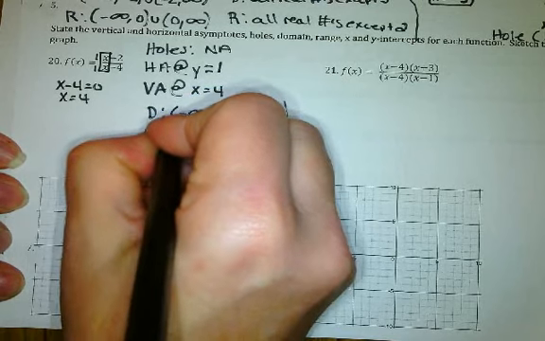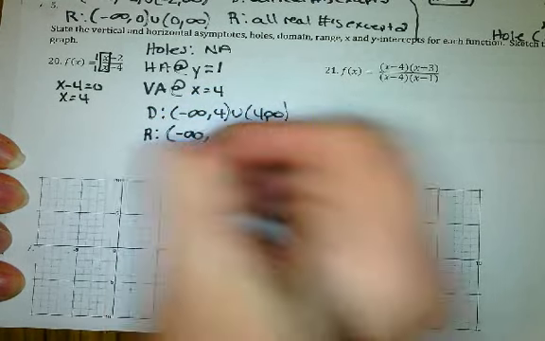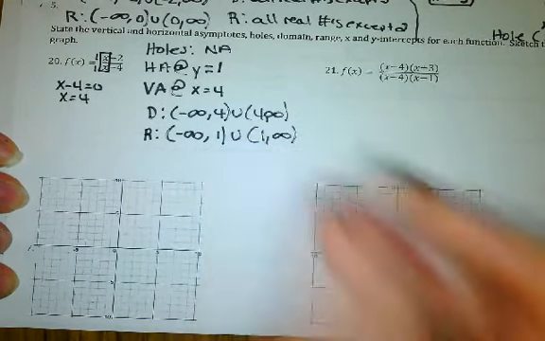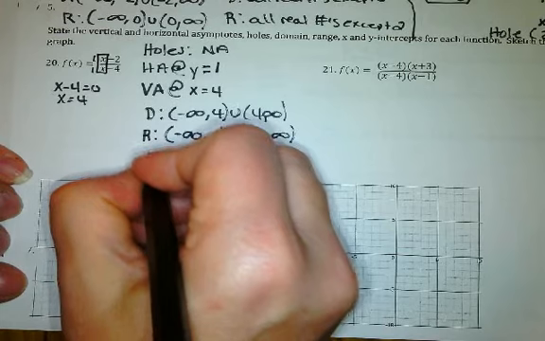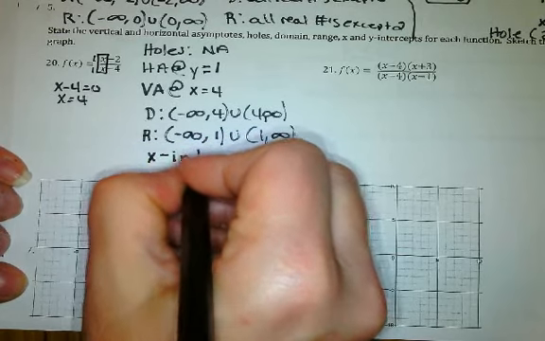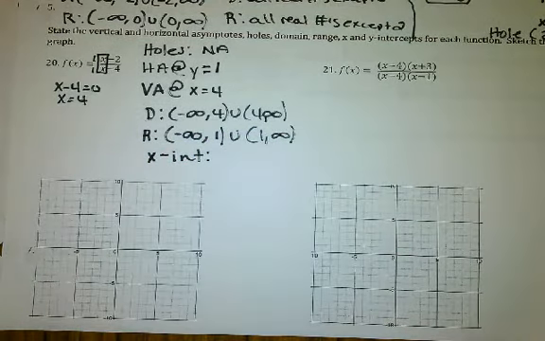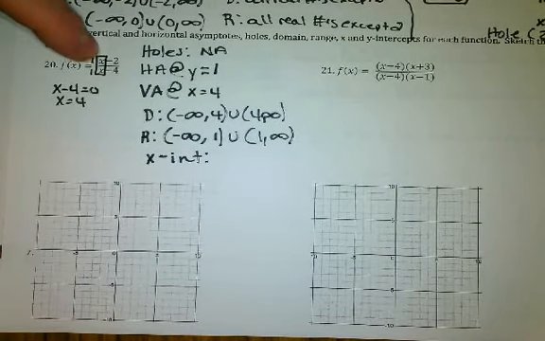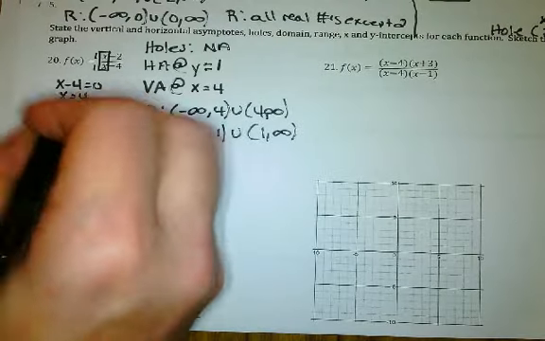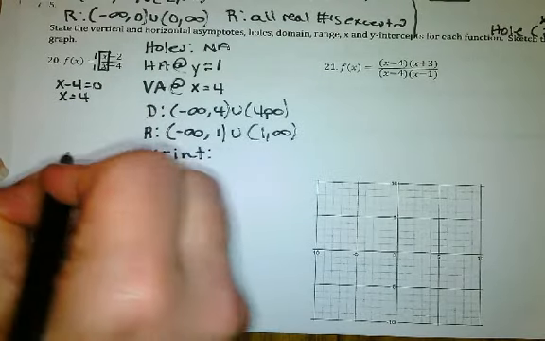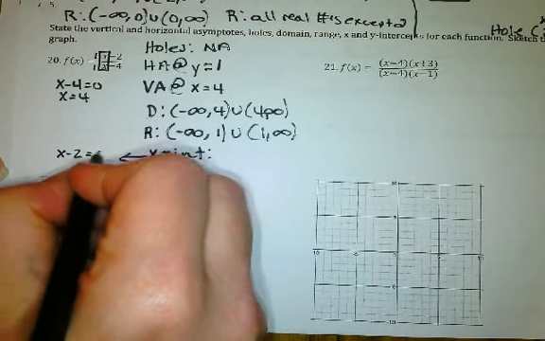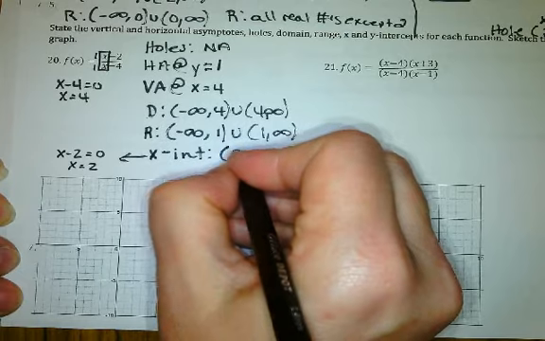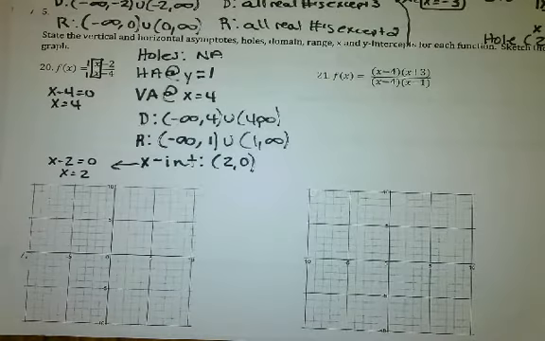And then for my range, I'm going to use the horizontal asymptote, because that's my y value. All right, for the x-intercept, remember, that's when y equals 0. So in order for this to equal 0, that means your numerator has to equal 0. So for the x-intercept, I'm going to do x minus 2 equals 0. So x equals 2. So this is going to be at (2, 0).